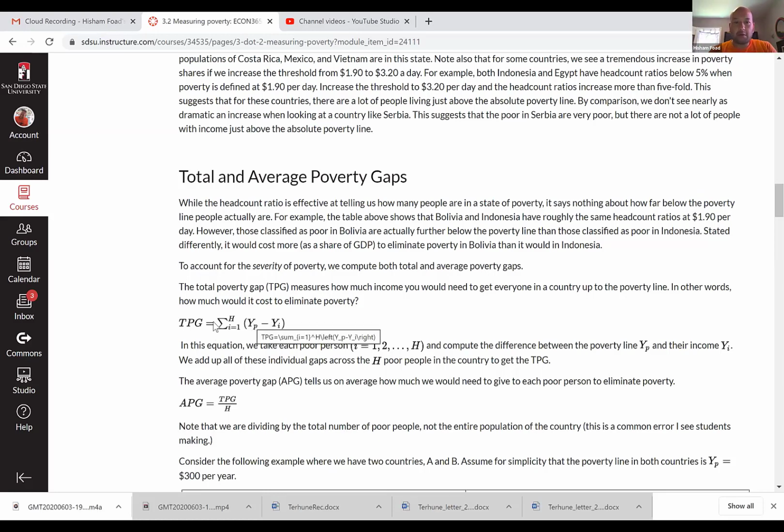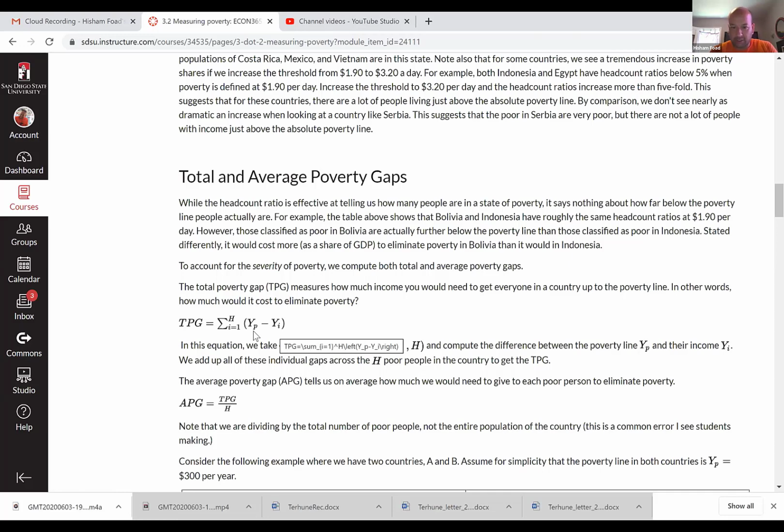The equation for it looks kind of scary, but it's basically just notation. Essentially, what you're doing is taking the sum of all the poor people in the country. That's why we're summing up to H, which is the headcount, the total number of poor people. For each of these poor people, we add the difference between their income, Y_i, and the income they would need to get up to the poverty line, Y_P.